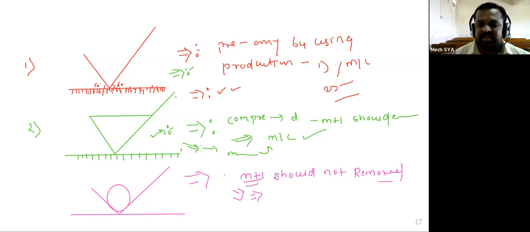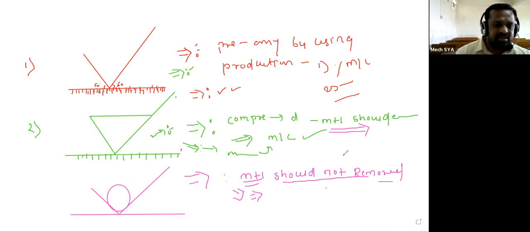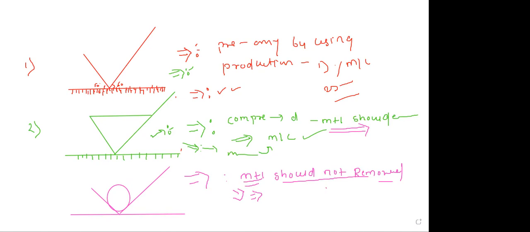Because here they have given the restriction. The restriction is that the material should not be removed. Here material should be there. And here you can remove the material or you may not remove the material, both are allowed. See, this is the simple meaning of those three symbols. Have you understood? Yes, sir.